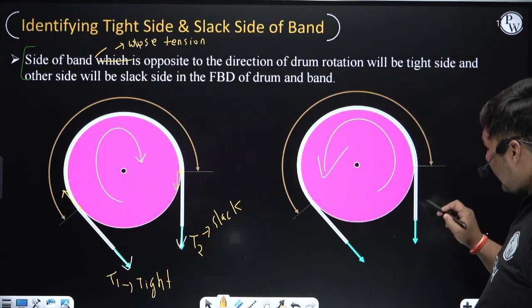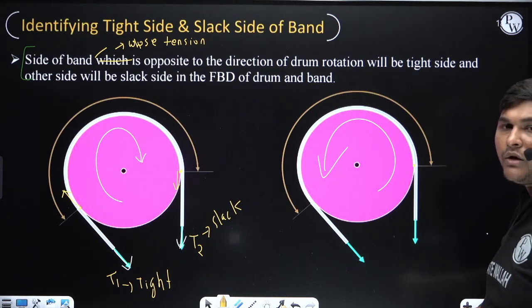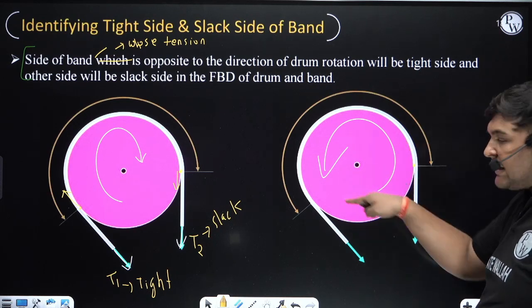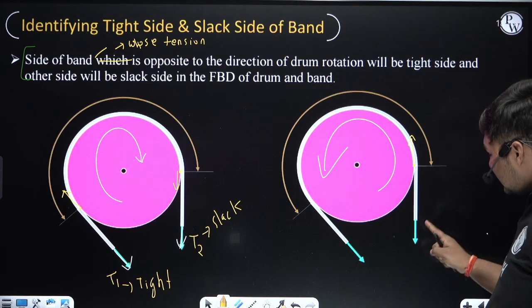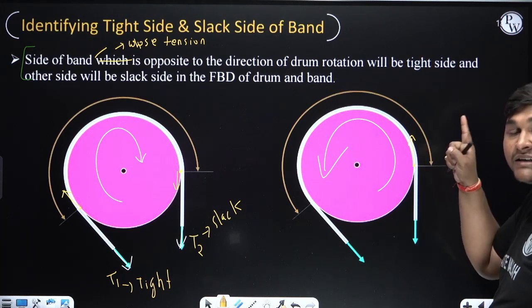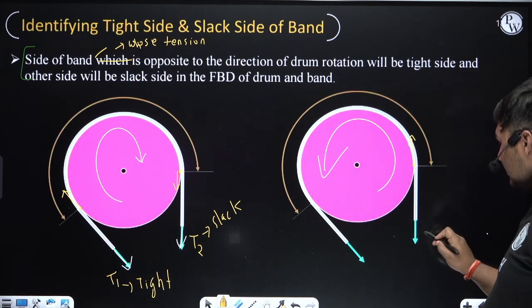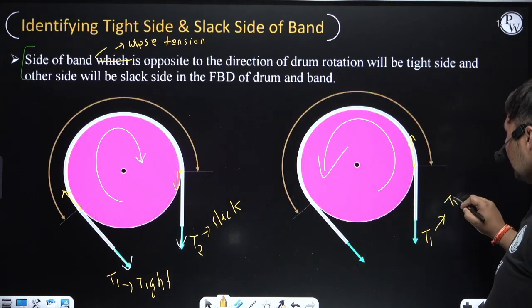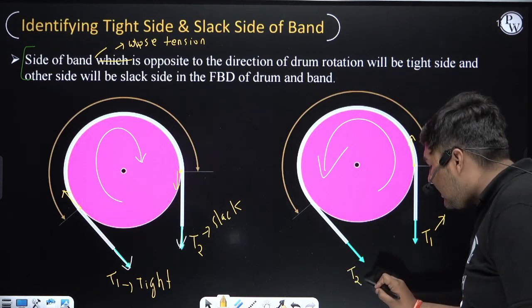So first I am doing the analysis of this side. This side of the band is attached with the drum at this location, so we need to find the direction of velocity of this point. The drum is rotating anti-clockwise, so the direction of velocity of this point will be this. Here this side's tension and velocity directions are opposite, and if opposite, this side is the tight side. I am denoting tight side tension as T1. And if it is the tight side, the other side will definitely be the slack side.